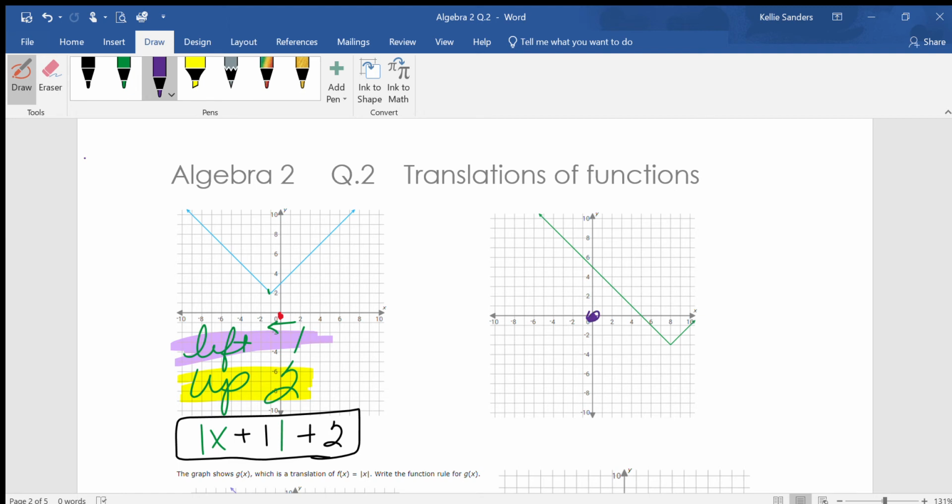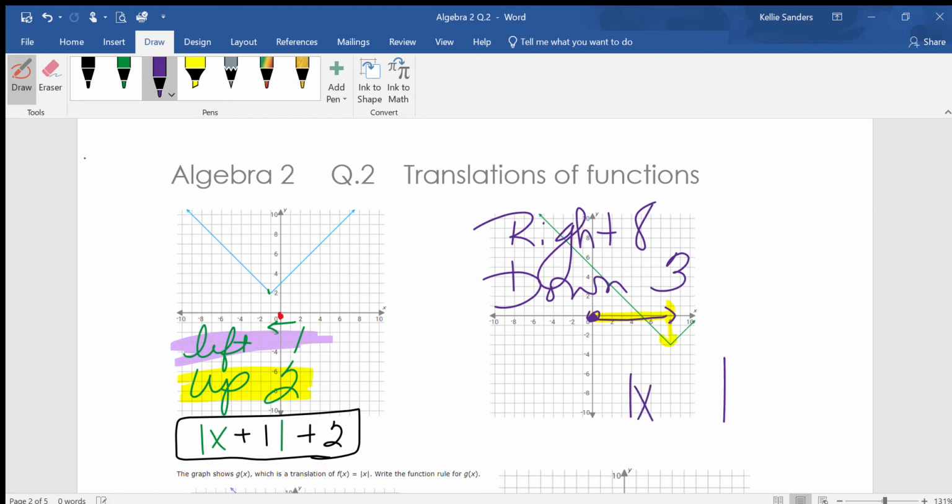Here is 0, 0. How do we get there? We go here, and then we go here. So what is this? To the right 8, and down 3. So our equation, the right 8 is a minus 8 on the inside, the down 3 is a negative 3 on the outside.